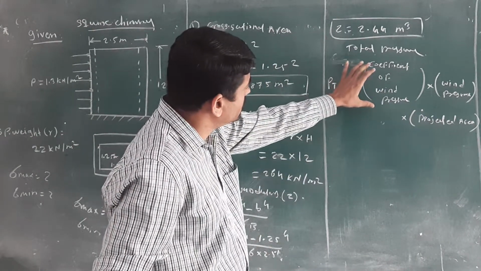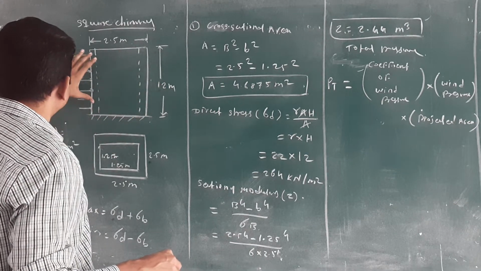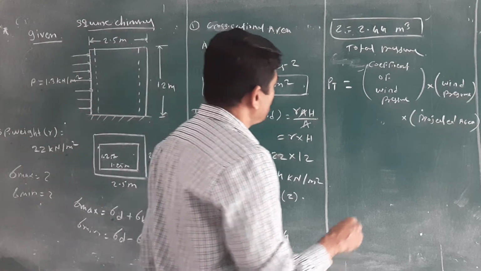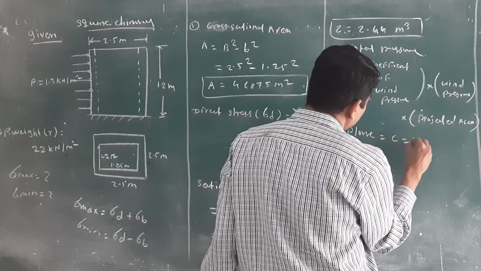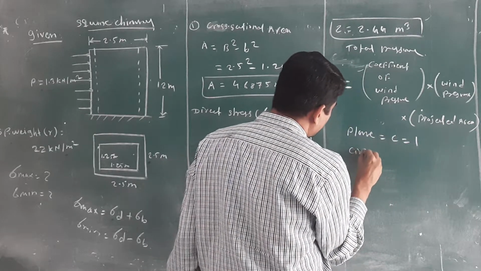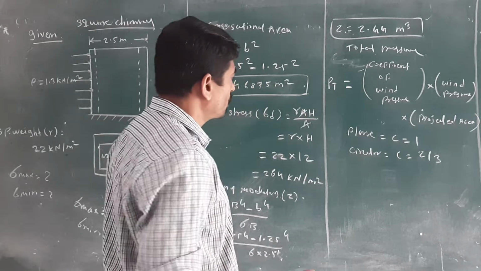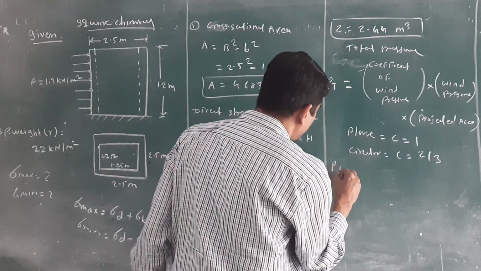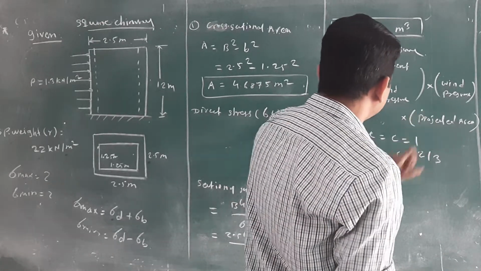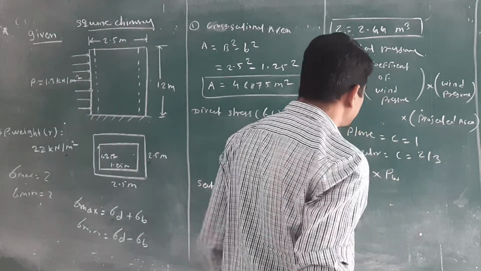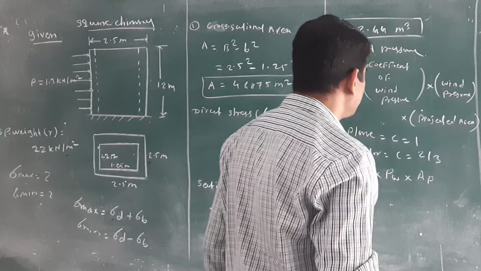See, I have taken the coefficient of the wind pressure. What is the coefficient of the wind pressure? If the wind acts on the square shape, then you have to remember that for the plane you have to take the C value equal to 1, and for the circular shape you have to take the value C equal to 2 by 3. Remember that. Then what is the value of P T? I will write the formula first. Coefficient of the wind pressure C into wind pressure, P suffix D, into projected area, A suffix P.